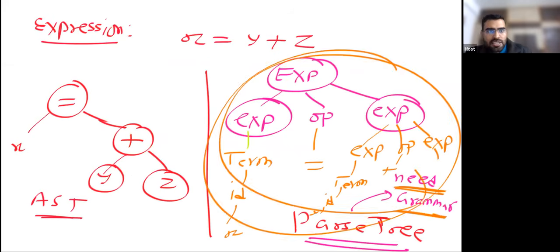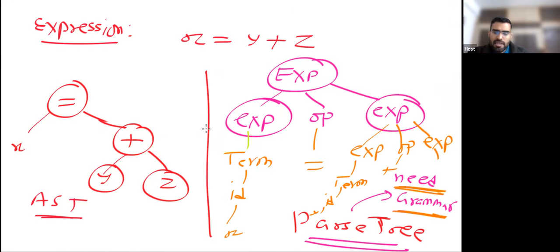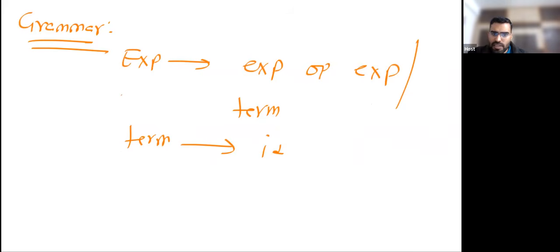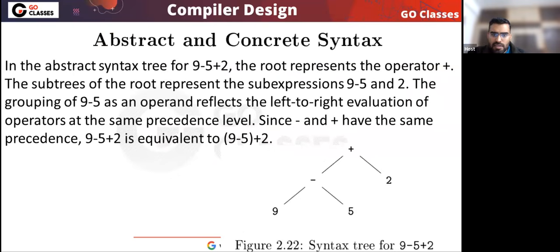This will be your parse tree, and this will be your abstract syntax tree. So is the difference clear? What is the difference between parse tree and abstract syntax tree? Remember, the difference is a very small difference, and it is like this.